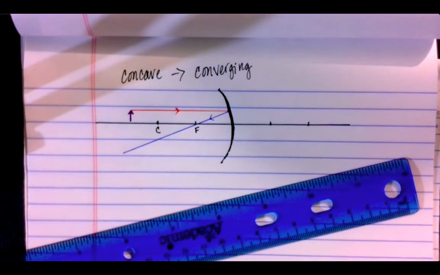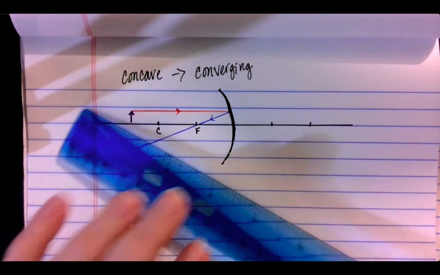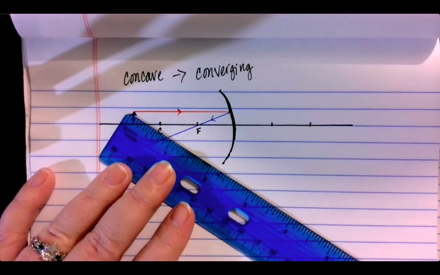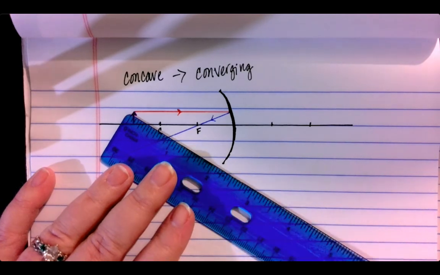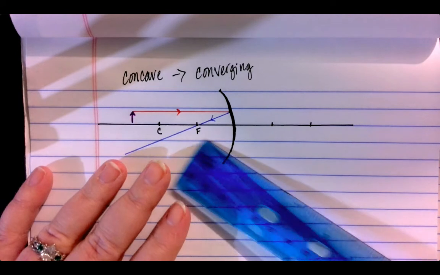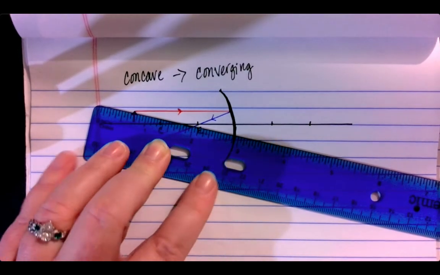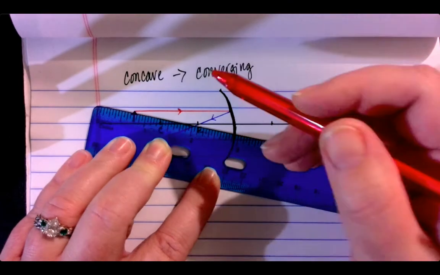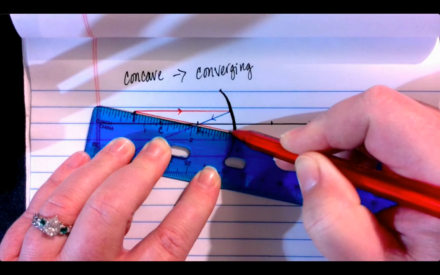Then I'm going to draw a second incident ray. My second incident ray is going to connect the tip of the arrow and go through the focal point for the converging mirror. And since this is converging, it's going to go through the focal point this way. So I line it up, and it stops when it gets to the mirror because it's going to reflect or bounce off that mirror. Okay, so here's my second incident ray.